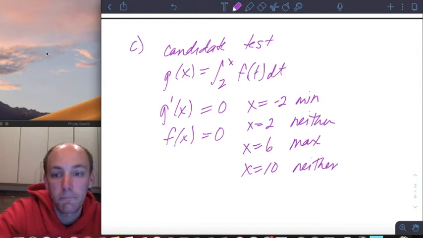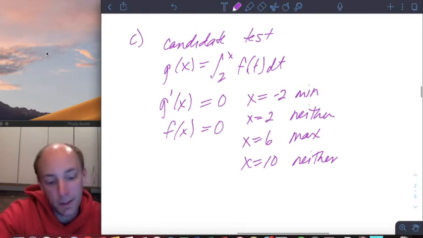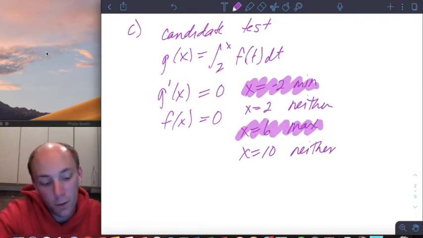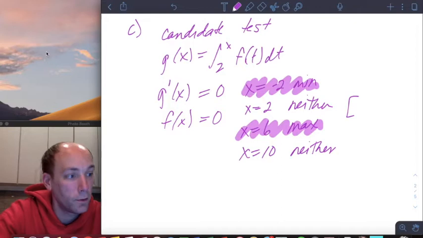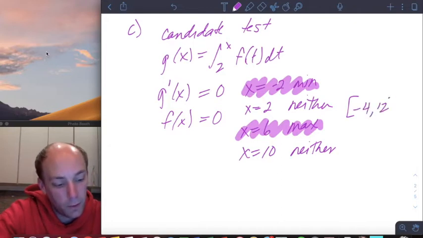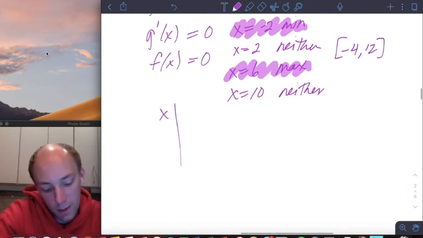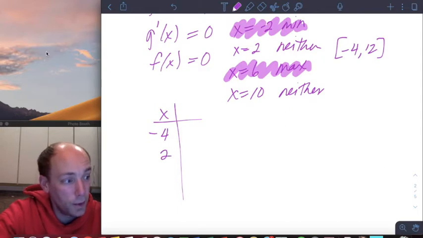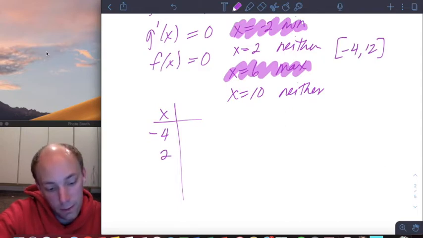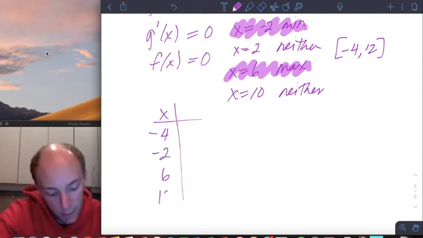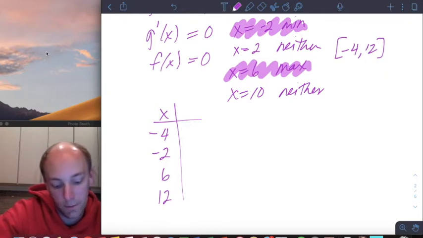Okay? All right, so for my candidate test, I want to use the possibilities, which would be minimum and maximum, but then I also want to use my endpoints of the interval, which were -4 and 12. Okay? All right, so let's set up my t-chart. So I'm going to go -4, 2, 10. Oh wait, -2, 6. Oops, forgot those. -2, 6, and then 12. Okay, we're not going to use 2 or 10.